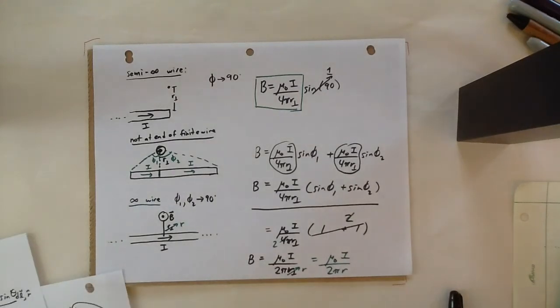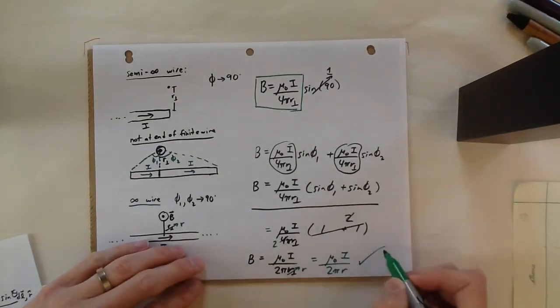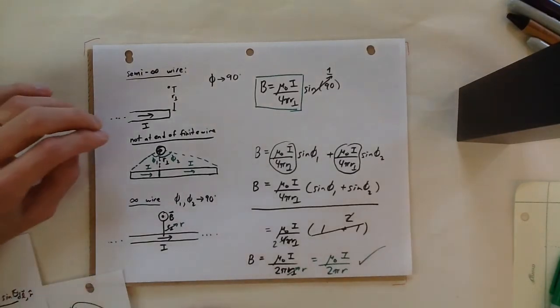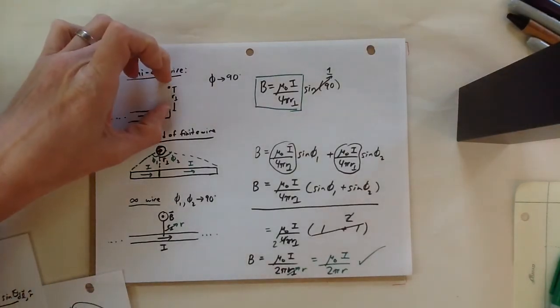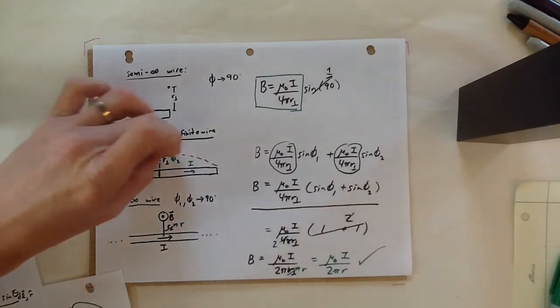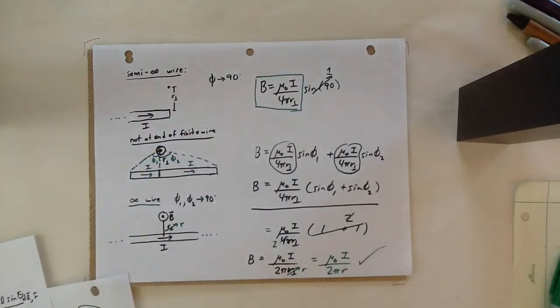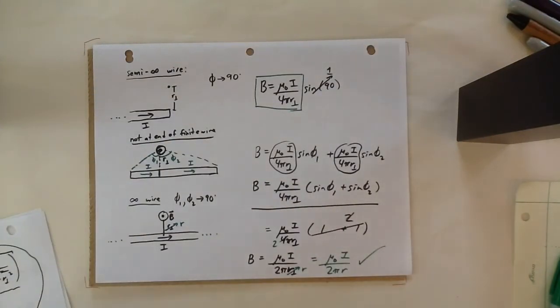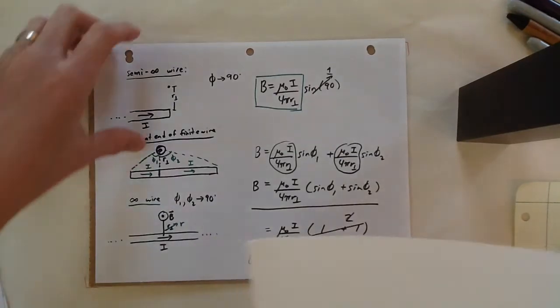So now, of course, you've seen this before. We've sort of showed where it comes from, but you also have a lot more options on finding the magnetic field near things. Are you above a semi-infinite wire? Are you not at the end of a finite wire? Are you above the end of a finite wire? So these are all things that you now can find should you need to do so.